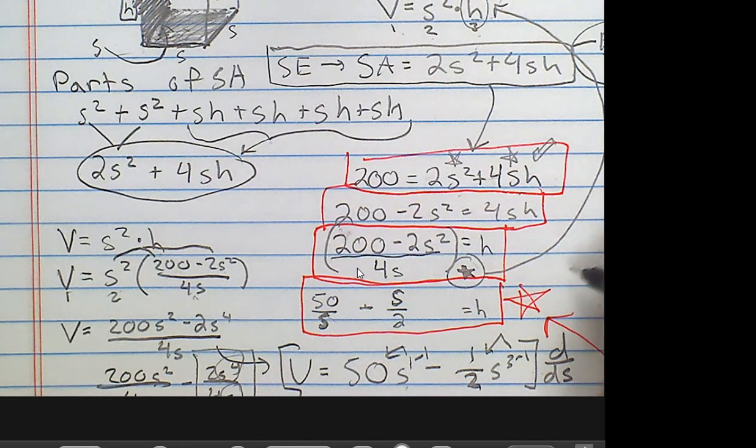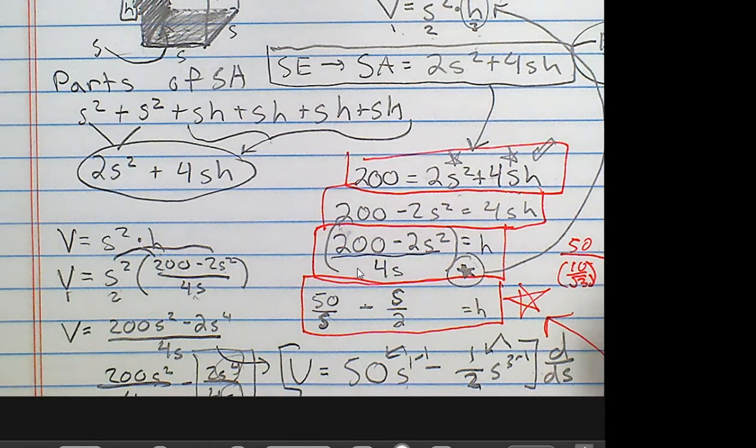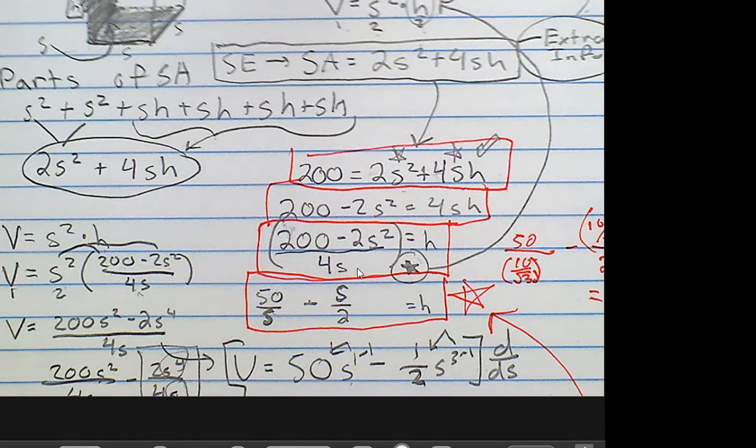So it's 50 divided by 10 over the square root of 3, minus 10 over the square root of 3 divided by 2, and that would equal H. Okay? So 50 divided by, and you just plug that in your calculator. Oh, sorry, y'all can't see that.